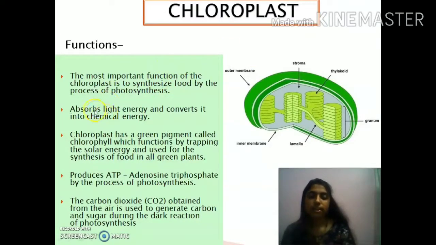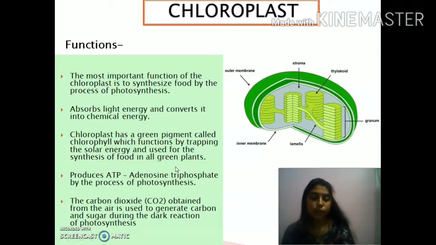The next is that the chloroplast absorbs the light energy, that is the solar energy, and converts it into chemical energy. That is, by the process of photosynthesis, the light energy is converted into chemical energy, that is food or glucose, and it is also performed by chloroplast. The next is chloroplast has a green pigment called chlorophyll. We all know, right? We have studied about it, which functions by trapping the solar energy and is used for the synthesis of food in all green plants.